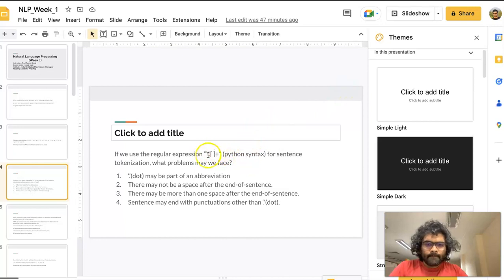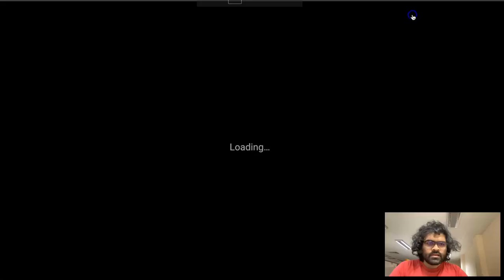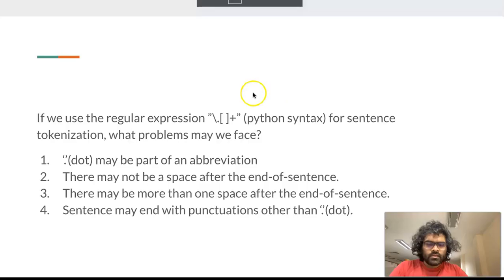What this syntax is doing is, it starts with a dot, and then one or more spaces. It will tokenize when it finds a dot followed by one or more spaces. If that is your case, what kind of problem will we face if we go with this regular expression as our tokenizer?